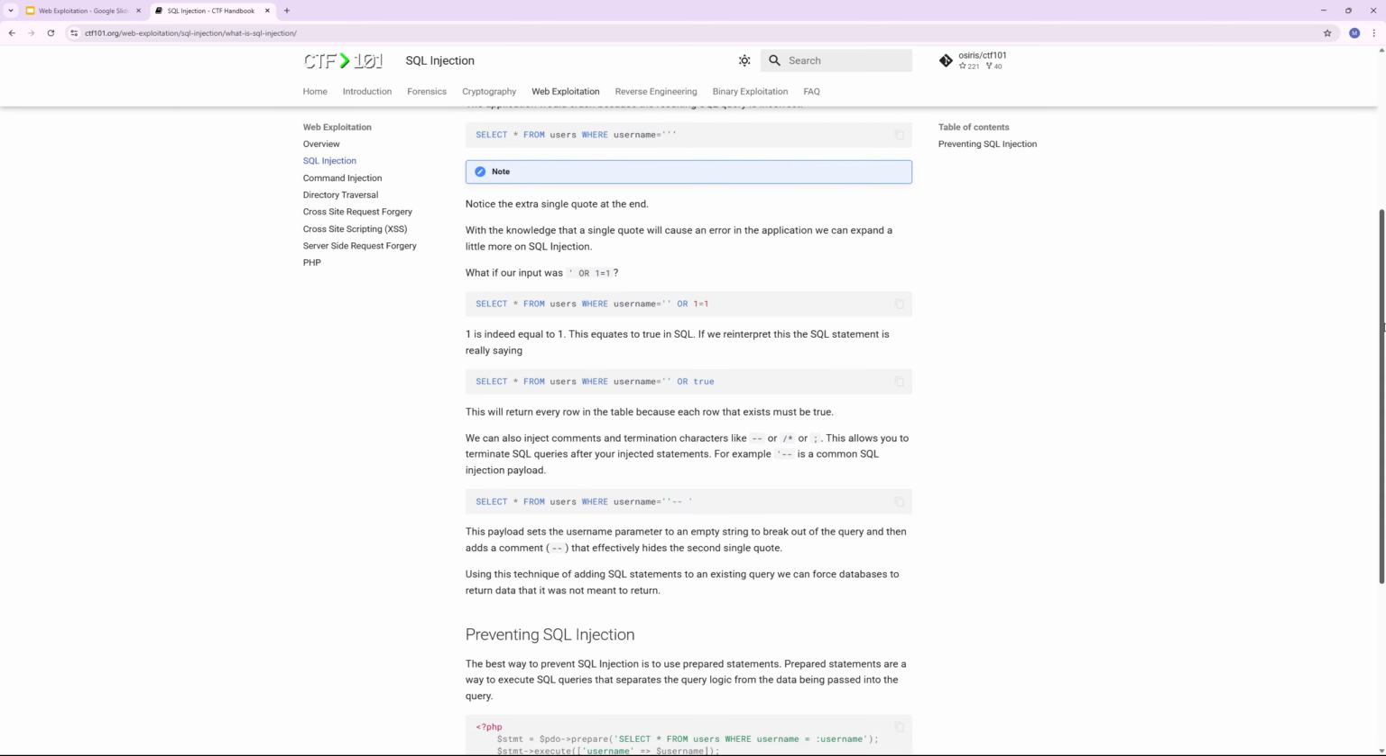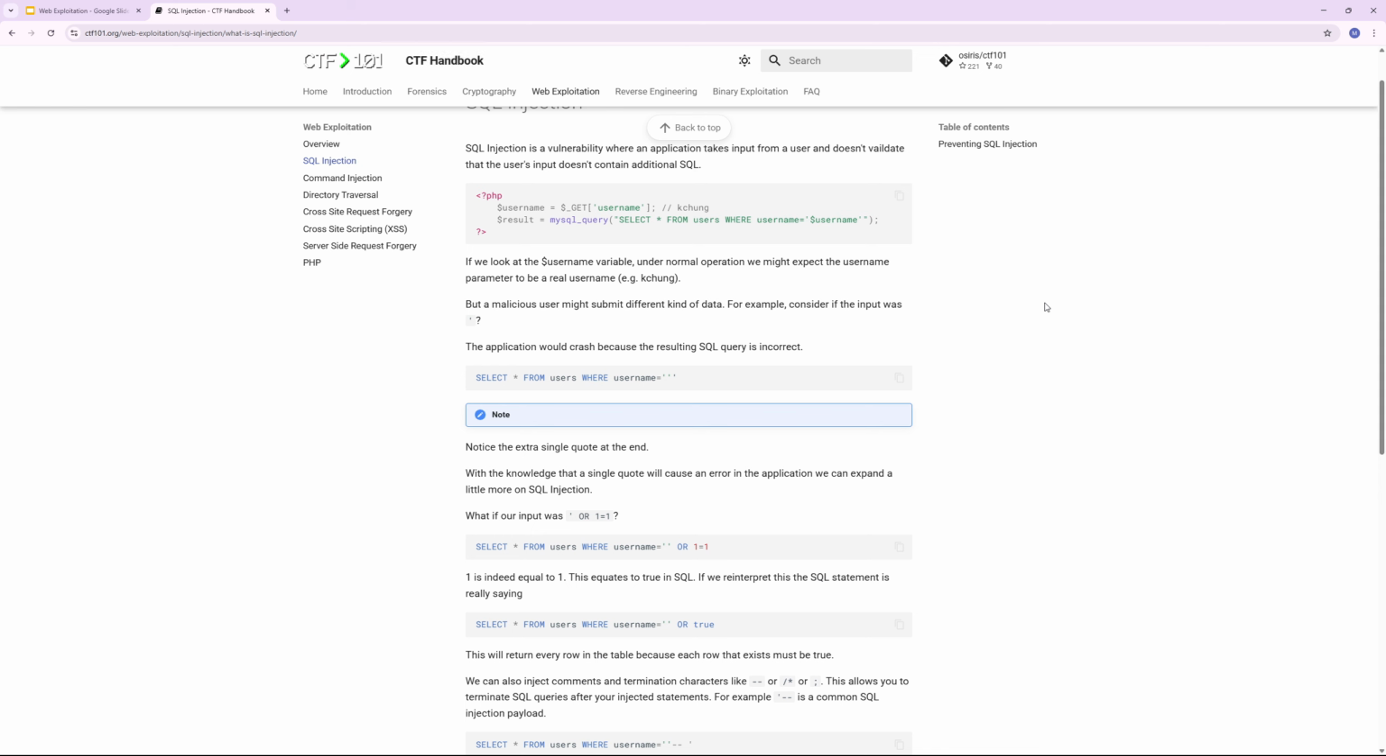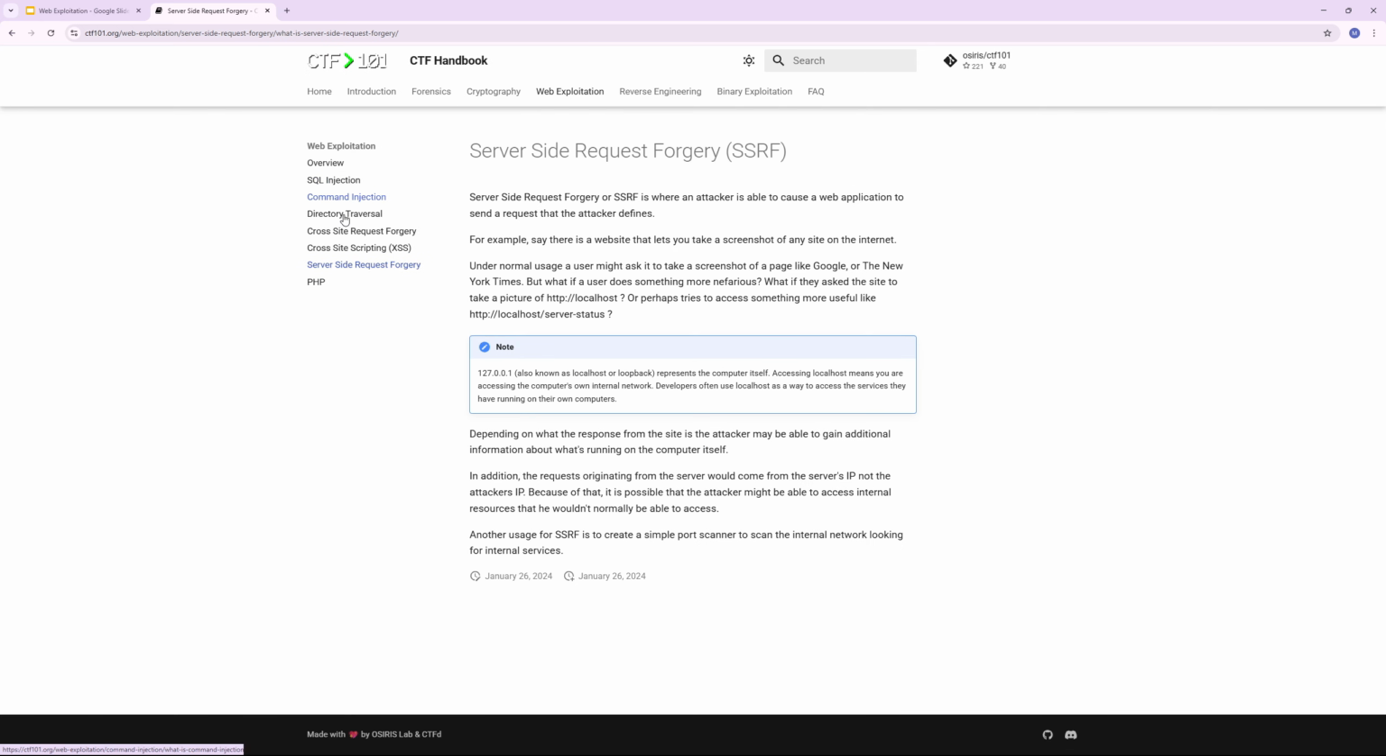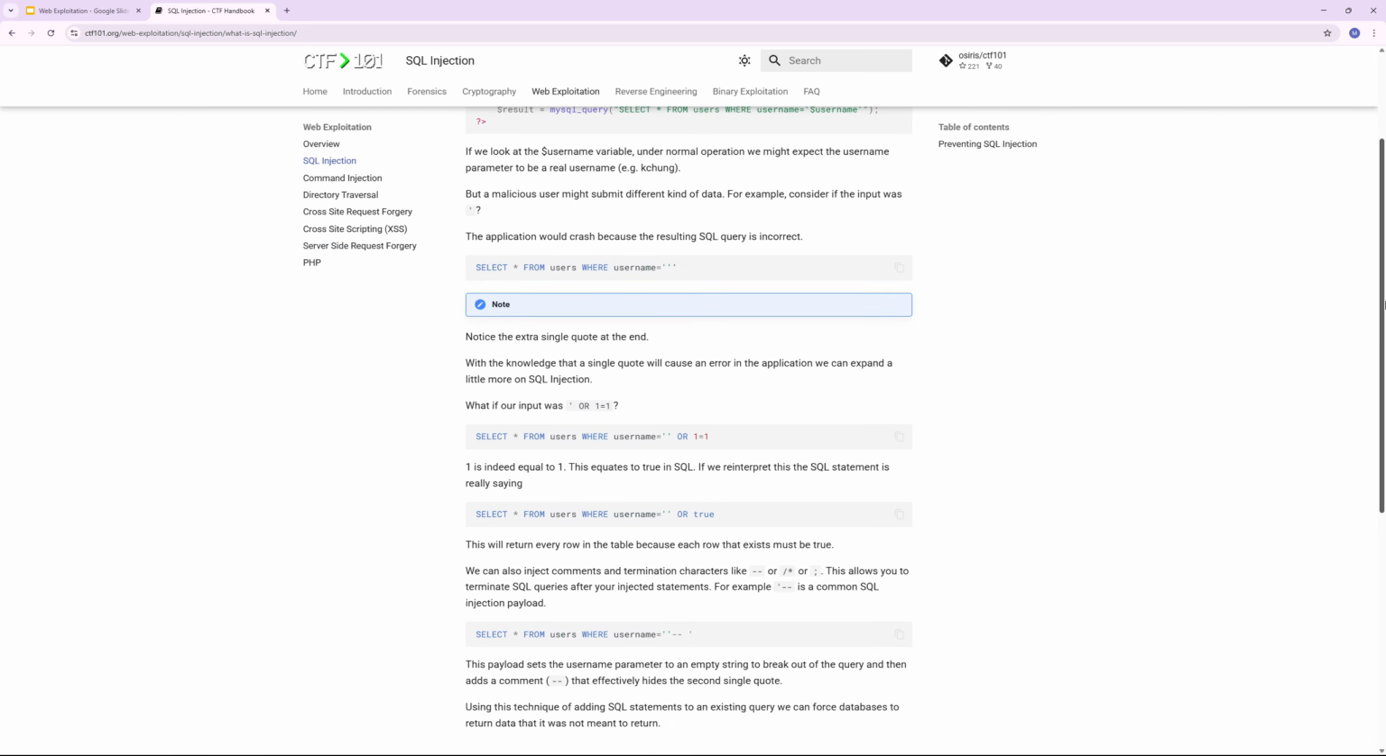Specifically, in this slide I'm looking at SQL injection and command injection, as well as server side request forgery. But there's also other stuff like directory traversal, PHP. So there's other stuff to look at. This is where I'm going to be mostly getting my information. It's a very handy site I found.